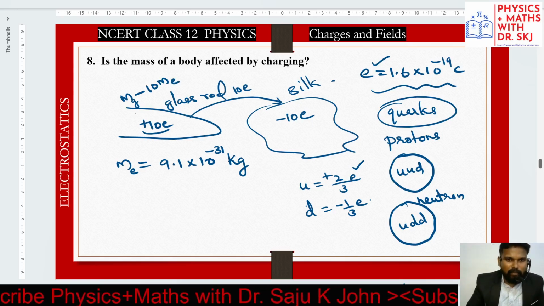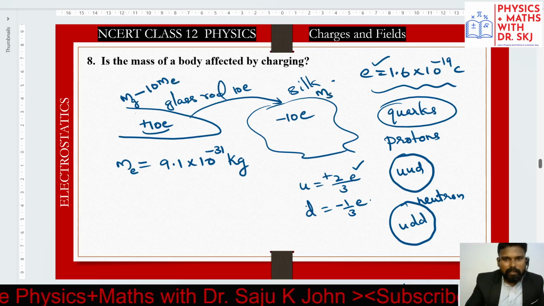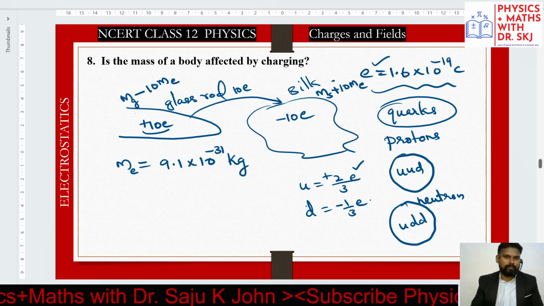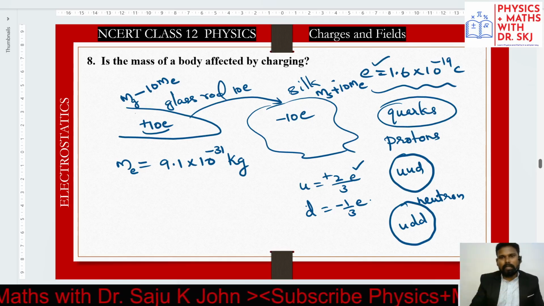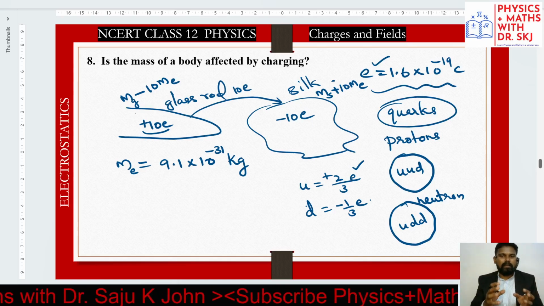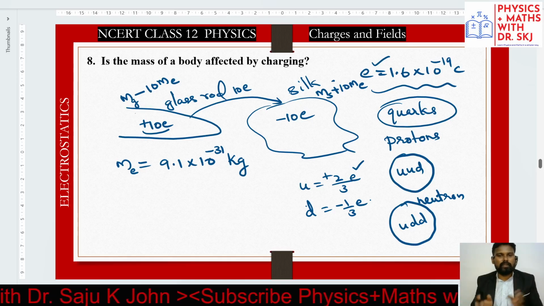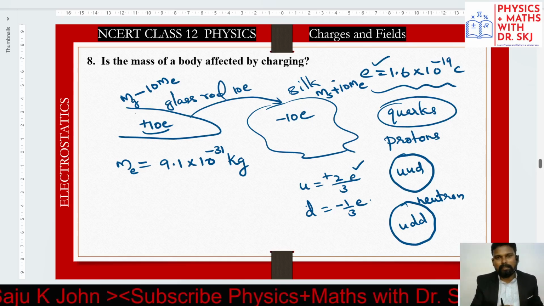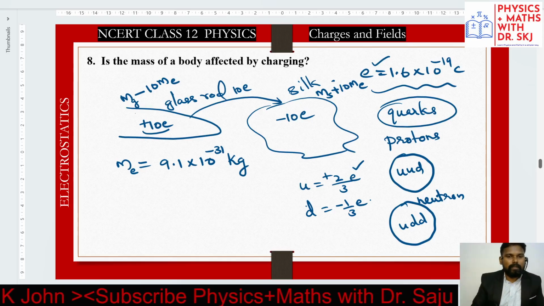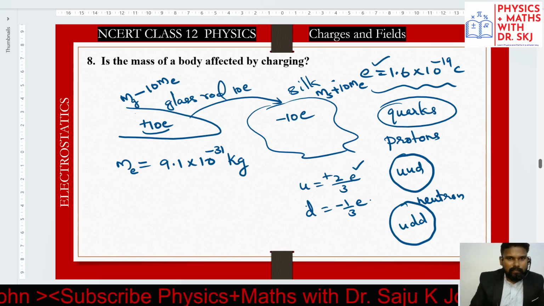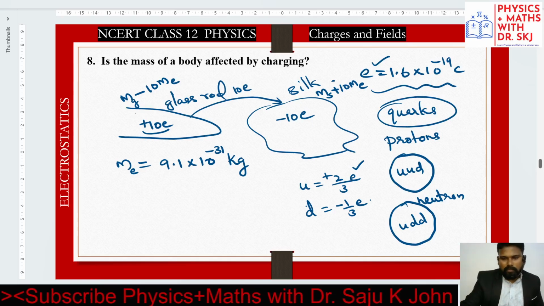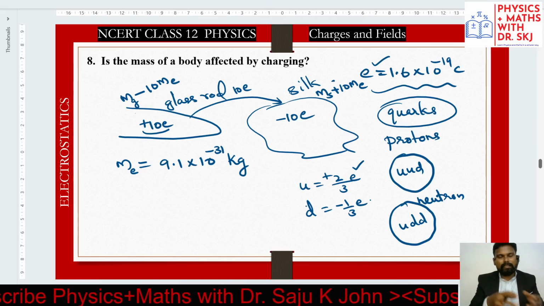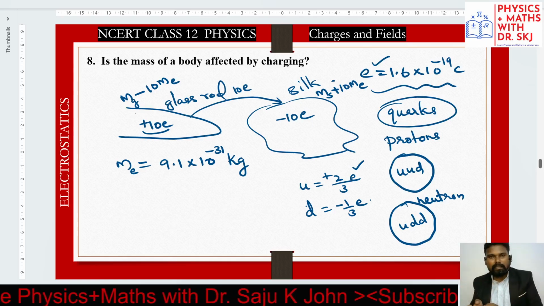And for the silk, what happens? The mass of silk will increase by an amount of 10 times mass of electron, right? Even though it is a very small quantity, there is a definite change in the masses of the two bodies when charged, as compared to the masses when they are neutral. So we can say that when a body is positively charged, its mass decreases, and if it is negatively charged, its mass increases.